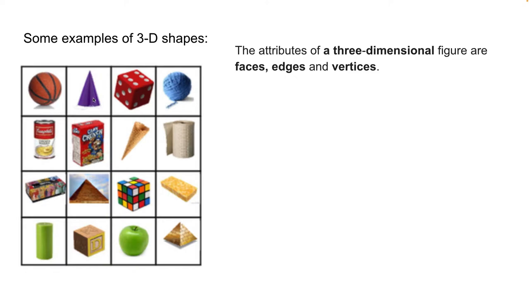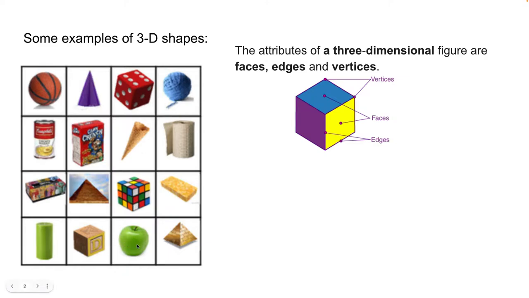So take a look at each of these objects and think about the names of each 3D shape and the attributes in terms of faces, edges, and vertices. What do you see? So what do we call the ball here, there, and that apple? These three are not exactly spheres, but pretty much a sphere kind of shape, right? There are no vertices, no edges or faces.